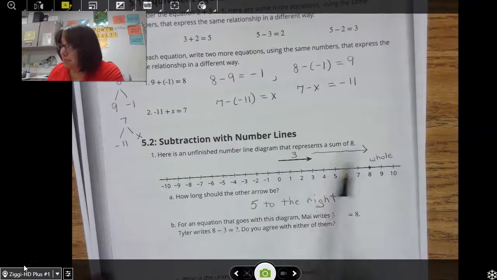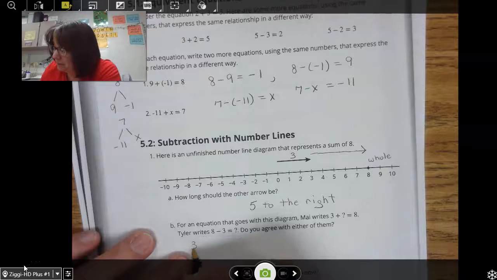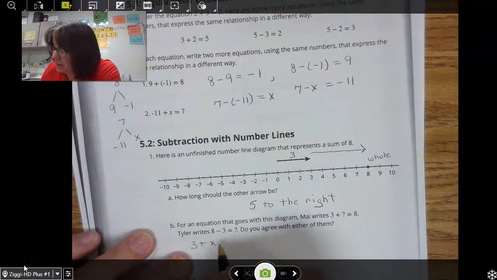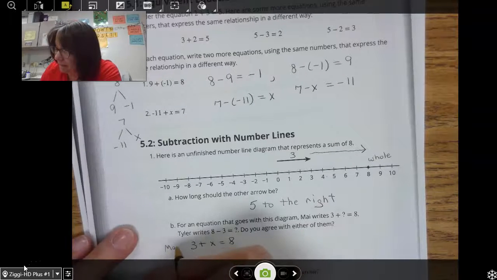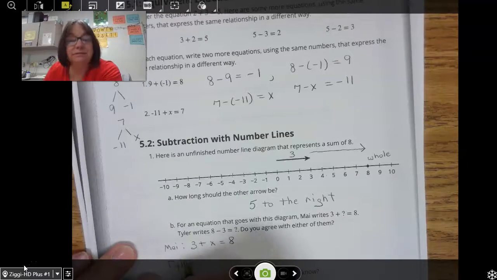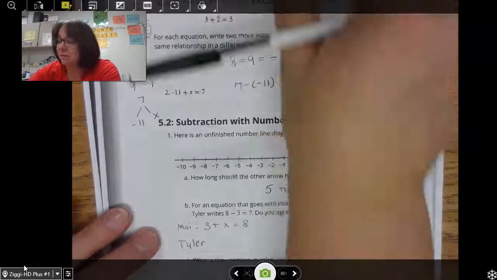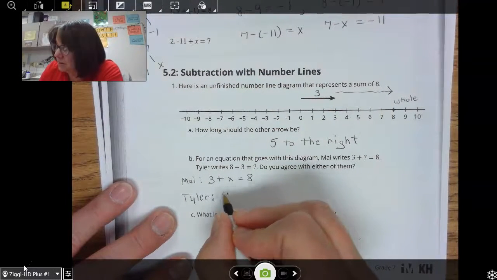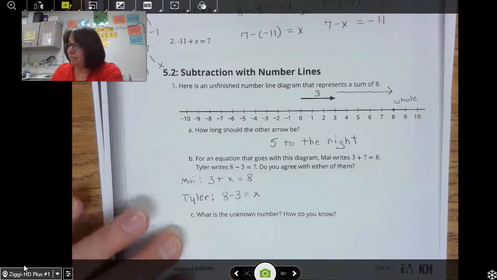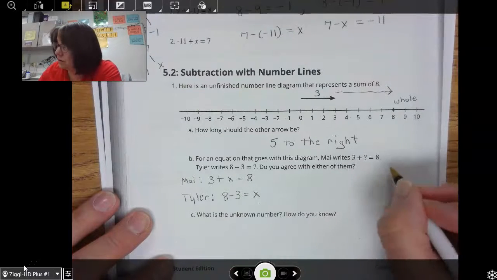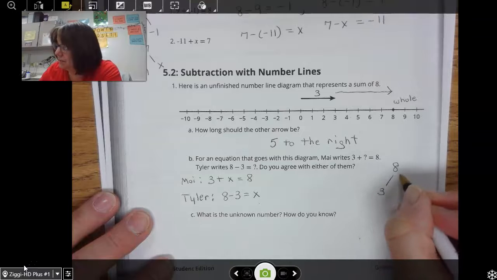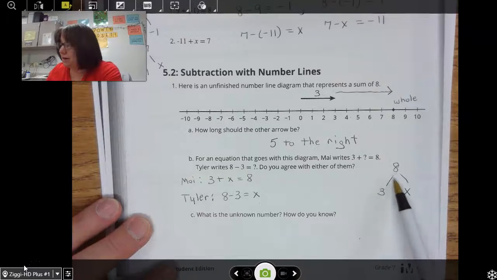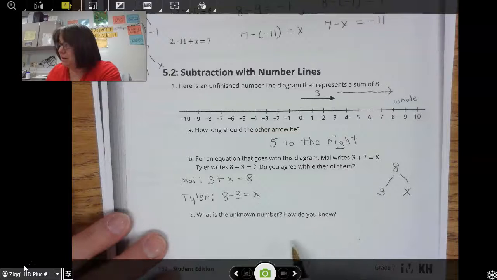So for looking at this equation, May writes 3 plus some number, and we can call that x, equals 8. But Tyler says when he looks at it, 8 minus 3 equals x. So let's look at the number bond for that. 8 is our whole. We have a part of 3, and we have a part of x. So yes, you could write 3 plus x equals 8, or you could say 8 minus 3 equals x. Those are both correct.